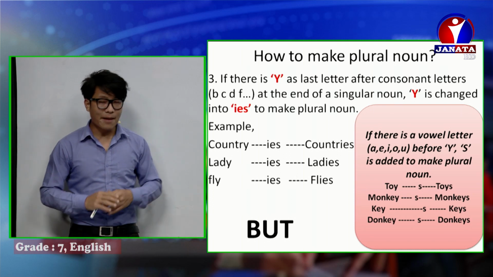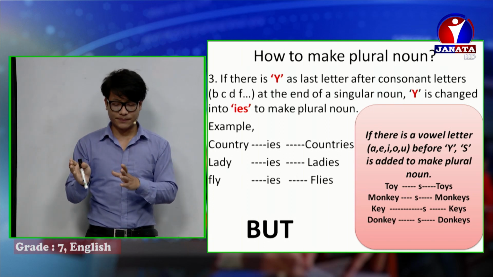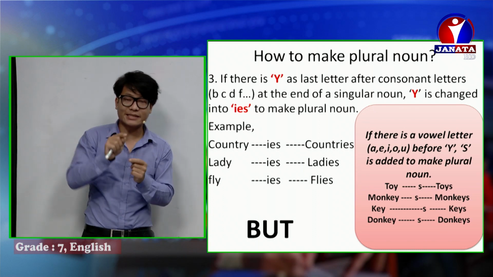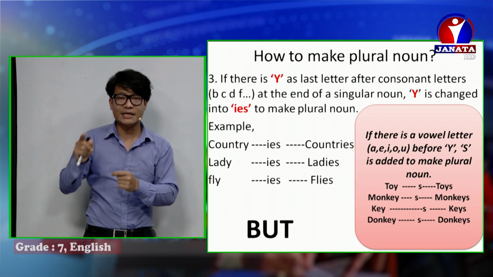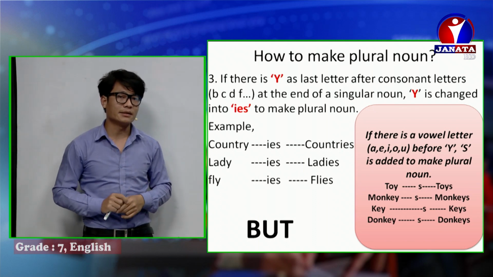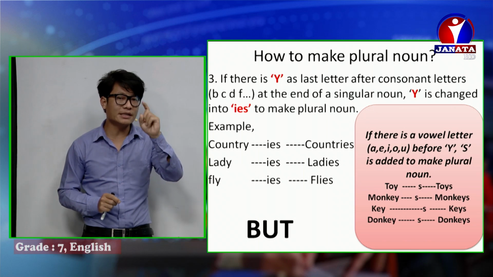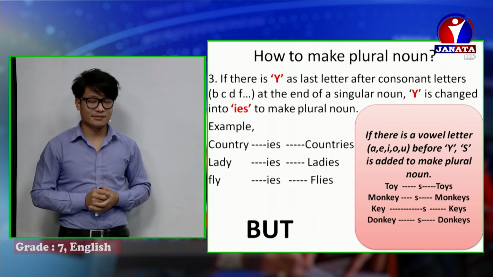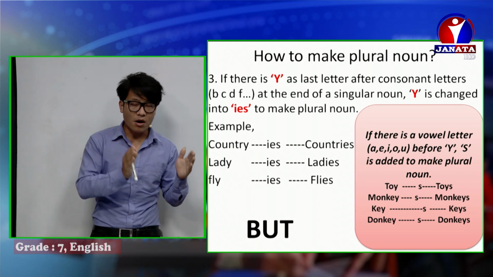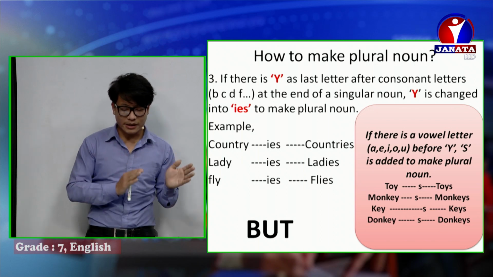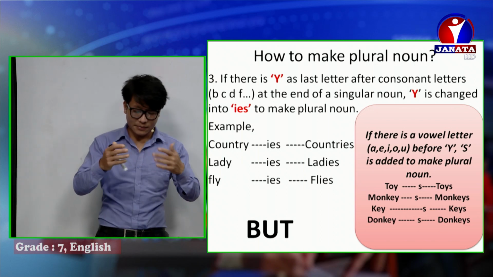Monkey, M-O-N-K-E-Y. And we need to add S here. Why are we going to add S here? Why not I-E-S? Because before Y, there is a vowel letter. That is A-E-I-O-U, there is E. That's why we are going to add just S. So it becomes monkey, monkeys. Key, keys. Donkey, donkeys.